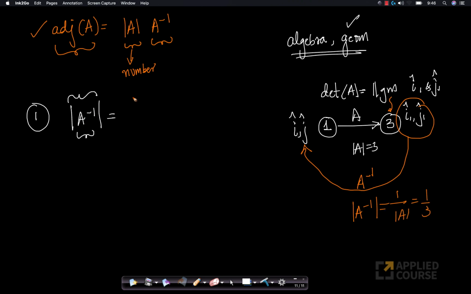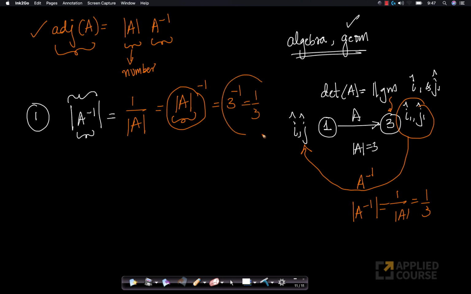So this is equal to 1 by det of A, which is also sometimes written as det of A power minus 1, because det of A is a number. Remember that det of A is a number. This is like saying 3 power minus 1, which is nothing but 1 by 3.